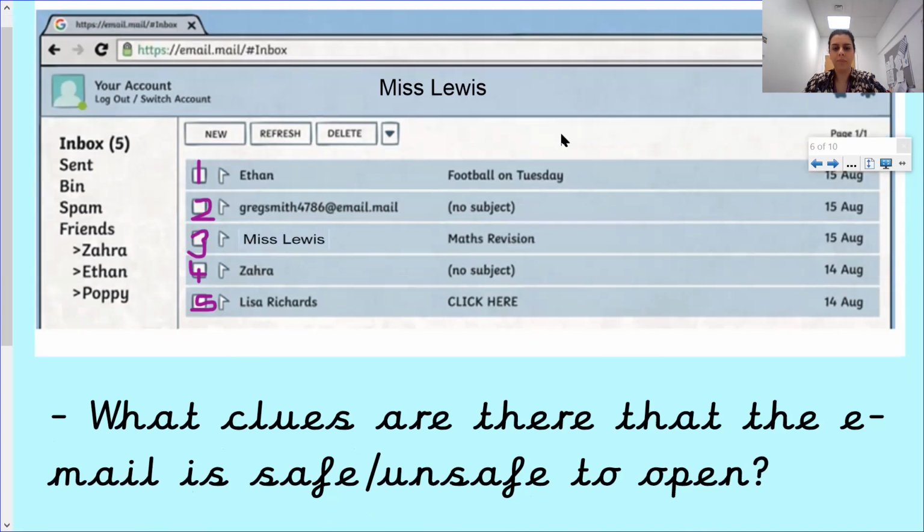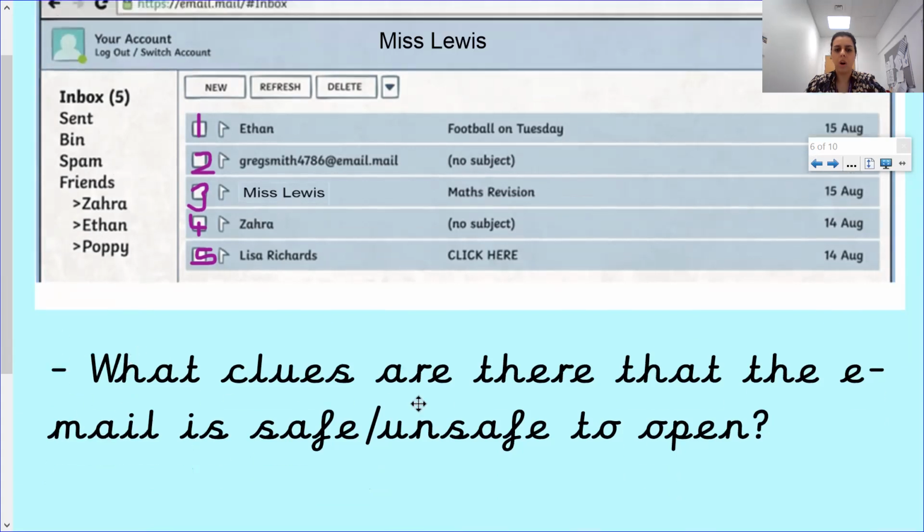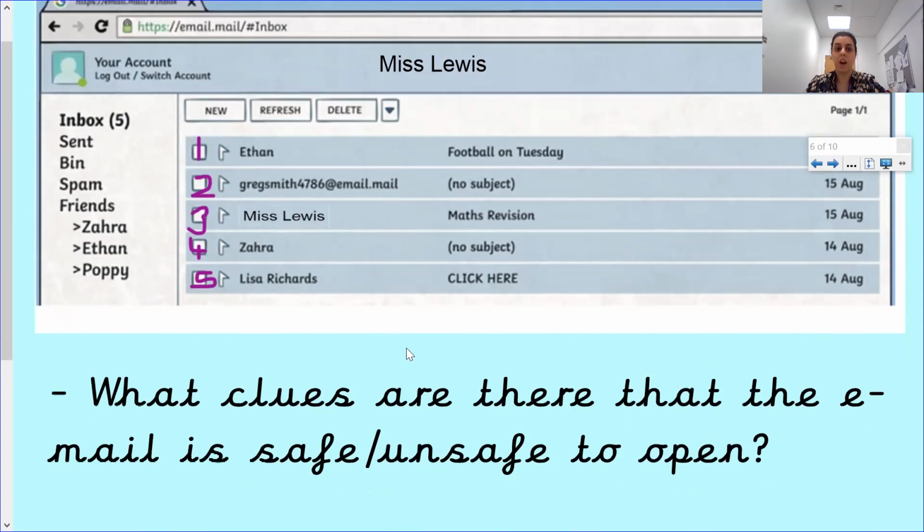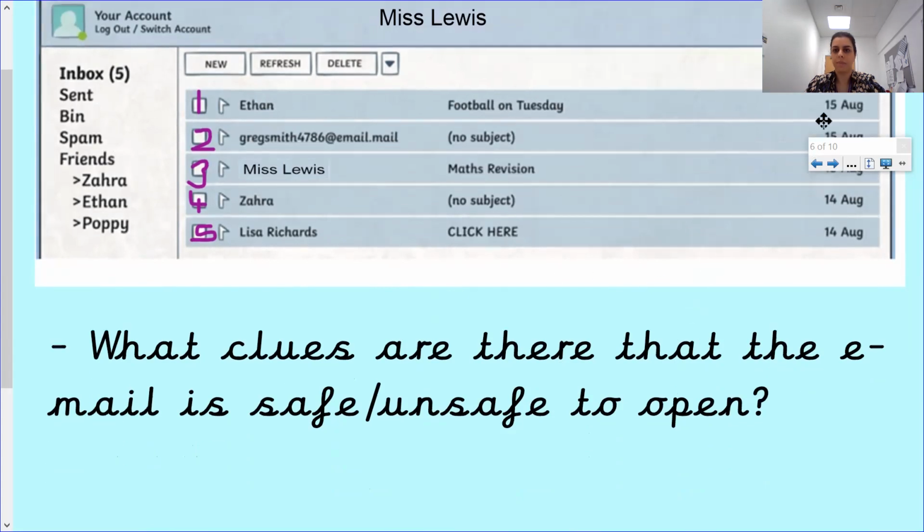Okay, so I'd like to write down which ones you think you would open because you think they're safe and which ones you don't think are safe. Now have a look carefully over here. There's a little clue. Your friends are Zara, Ethan and Poppy. Now I don't think Poppy came up in these ones, but Ethan and Zara did. So maybe that will help you know whether they're safe or not if they're from Zara and Ethan. What clues are there that the email is safe or unsafe to open? So when you've written, for example, if I say I would open Ethan's email, I want you to explain why and write a sentence to explain why. And then the same with the other 4 as well. Okay, so pause the video now and give that a go.